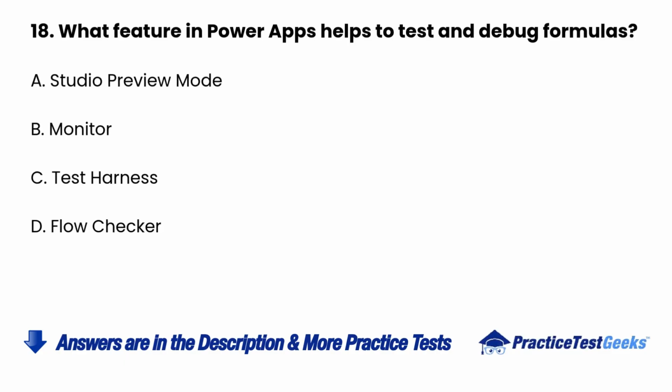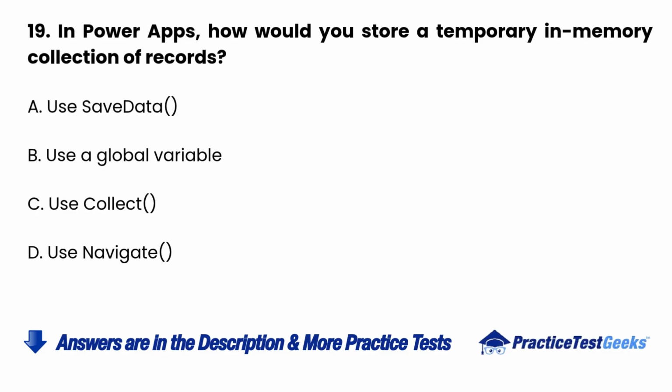18. What feature in Power Apps helps to test and debug formulas? A. Studio Preview Mode. B. Monitor. C. Test Harness. D. Flow Checker. 19. In Power Apps, how would you store a temporary in-memory collection of records? A. Use save data. B. Use a global variable. C. Use collect. D. Use navigate.